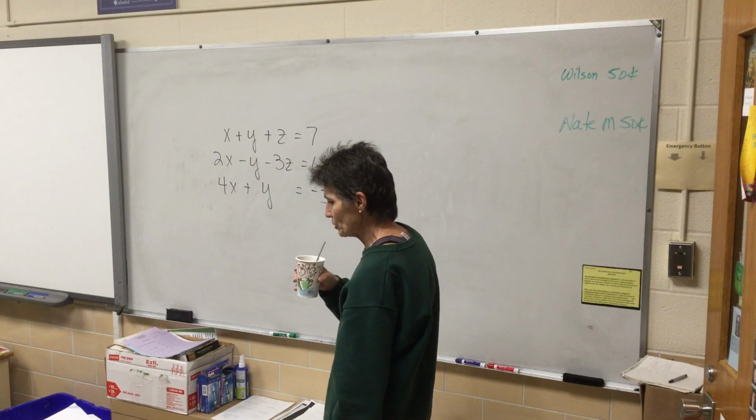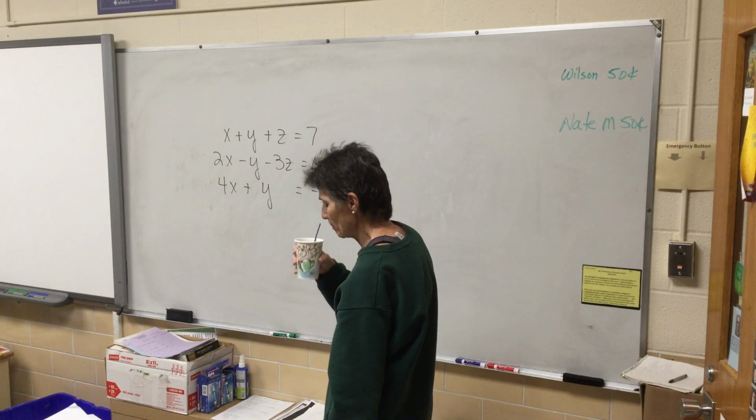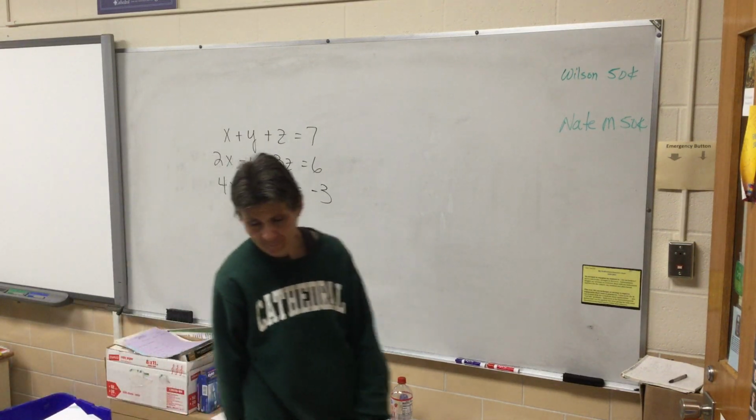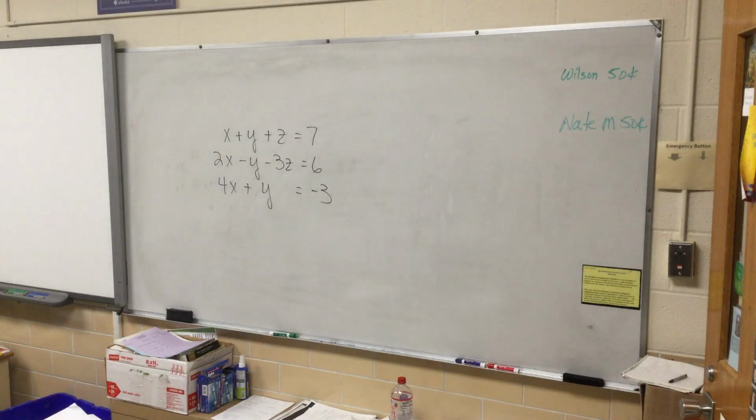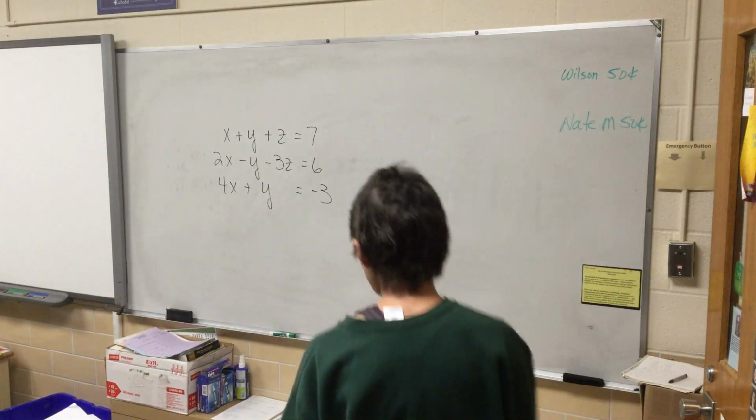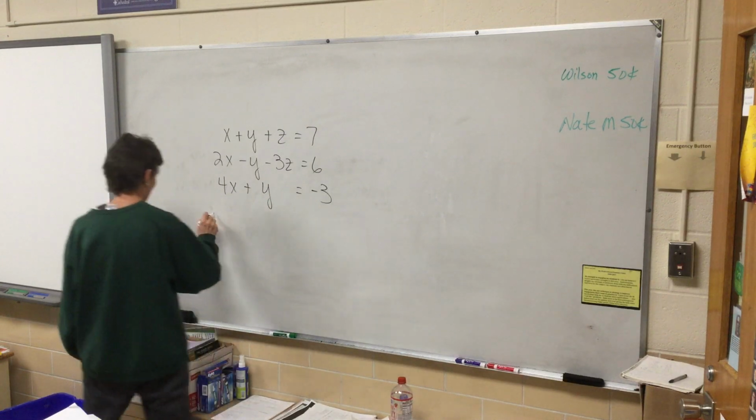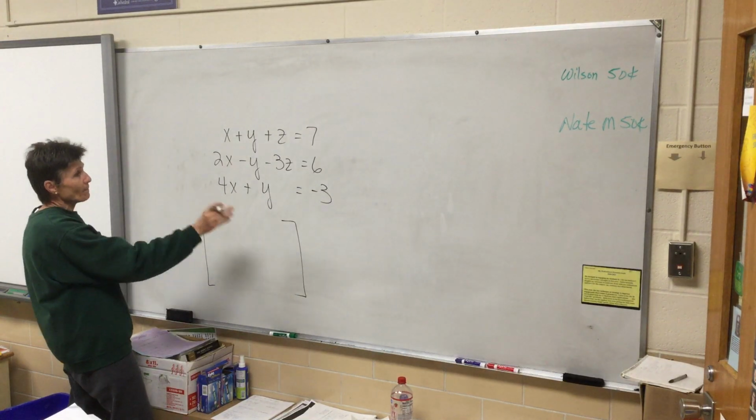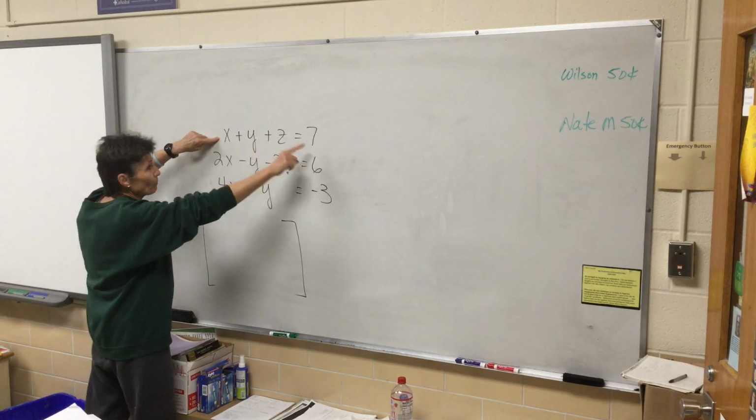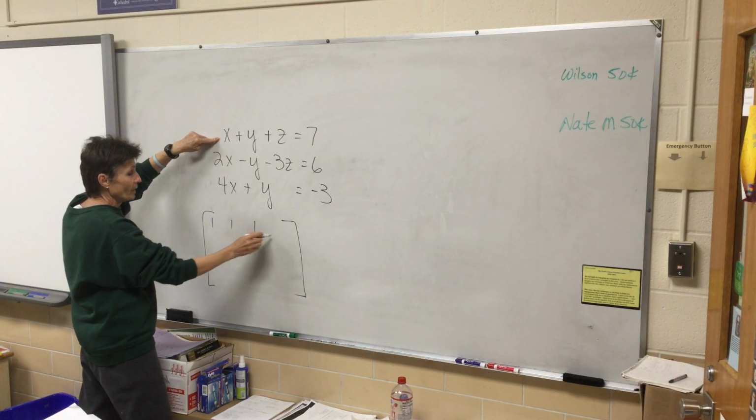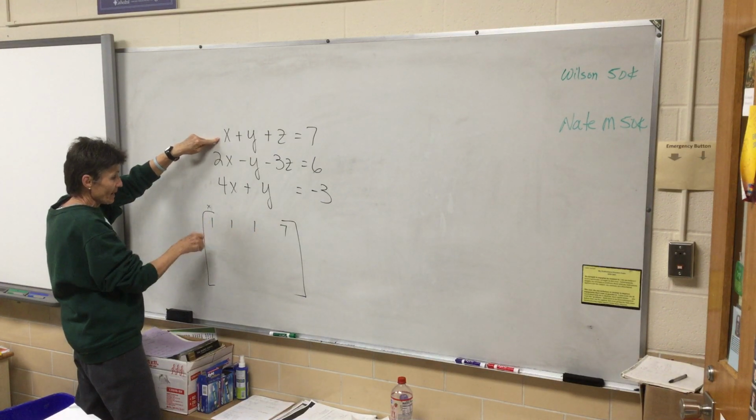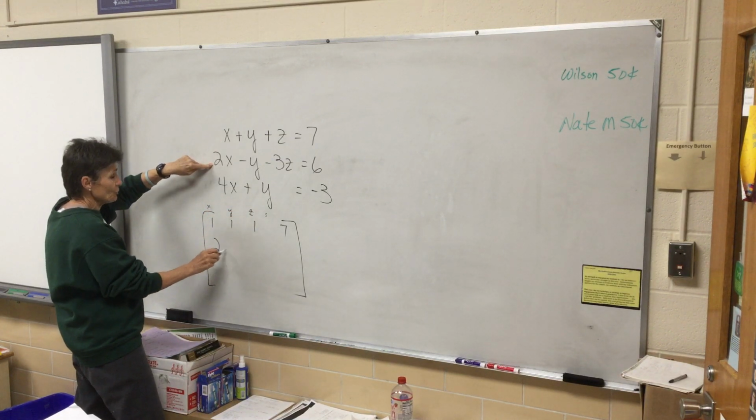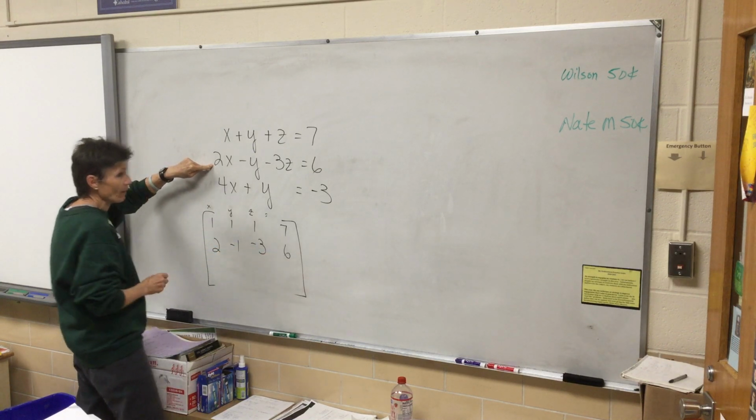So what are you going to do? What are you going to write down on your paper? No one can tell me what we're going to write down on the paper? Matrix. Well, we're going to write down the matrix of all of the numbers in the problem. So the top row of my matrix will be 1, 1, 1, 7. These are going to be my x's and my y's and my z's, and then my equals numbers over here. So then 2, negative 1, negative 3, 6. Notice how I'm putting in the negatives.